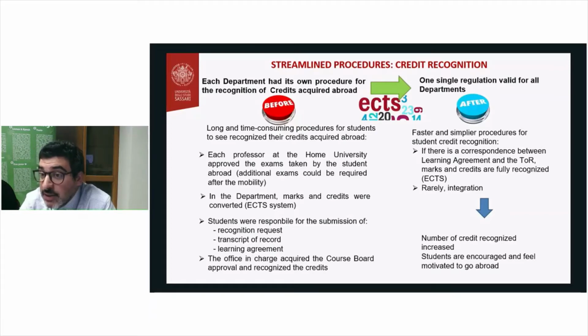Now, the implementation of a single regulation for all the departments resulted in two great benefits, let's say.